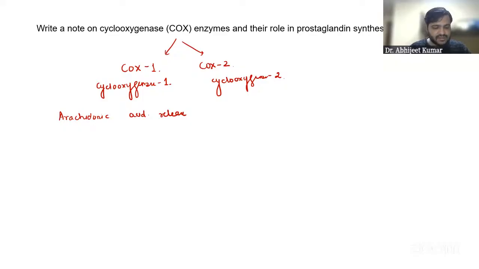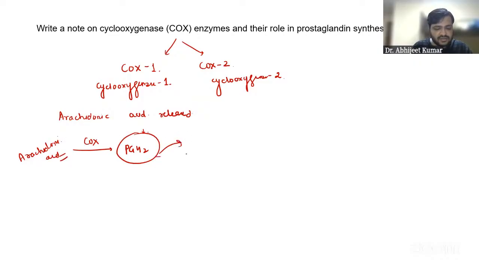Now, once arachidonic acid is released, what will happen? It is metabolized by the COX enzymes to PGH2. This arachidonic acid will be converted into PGH2, the prostaglandin H2, right? This is a common precursor for the synthesis of various prostaglandins: PGE2, PGF2 alpha, right? We have already discussed this.